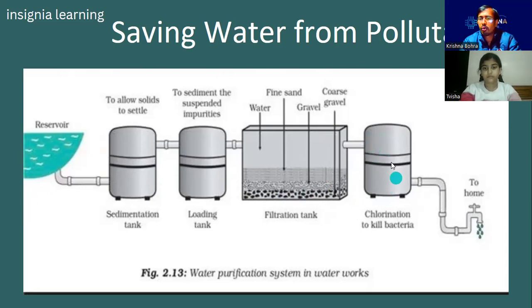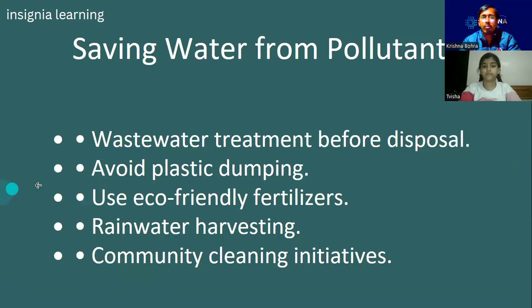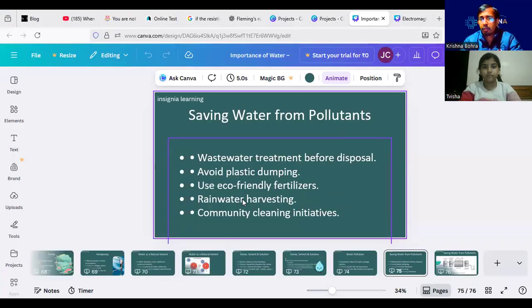And this is the chlorination to kill the bacteria. We add chlorine to this particular water tank. It kills the harmful bacteria. Now we can easily drink this water. So it has been naturally purified, except for the one chemical, that is the chlorine itself. So this was the chapter all about water and its importance. We have successfully understood this topic.